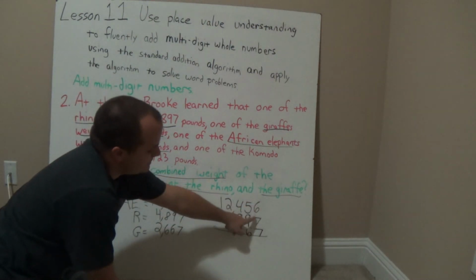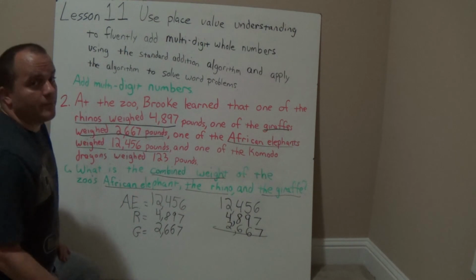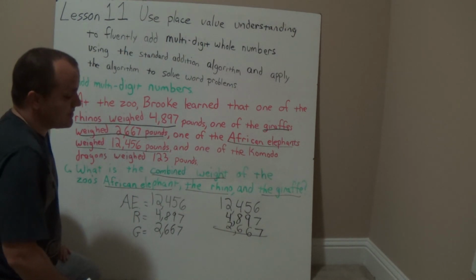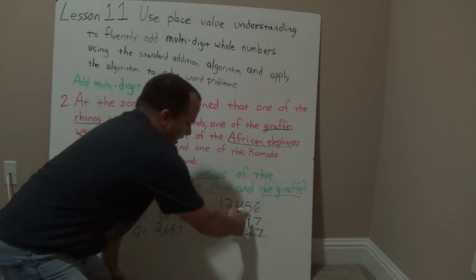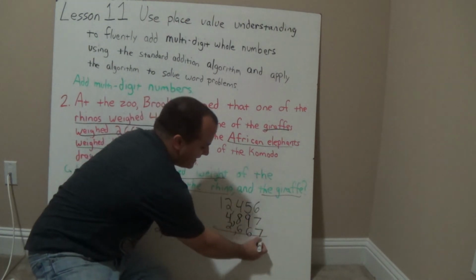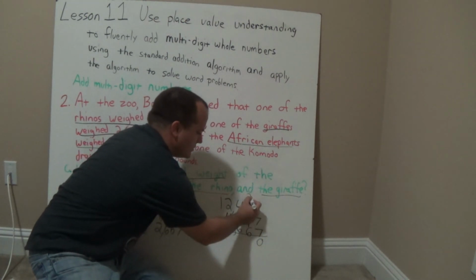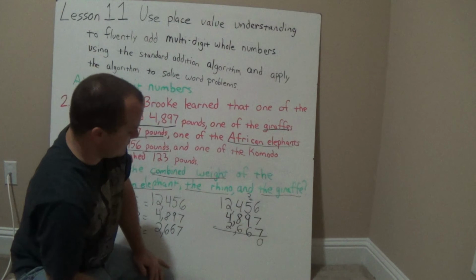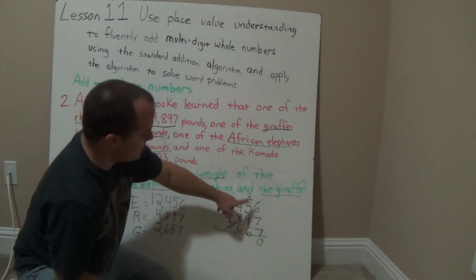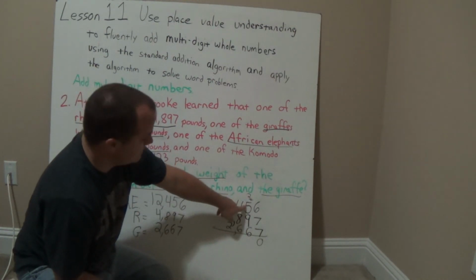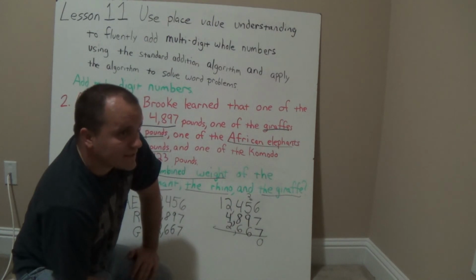My ones place. 6 plus 7. I've already solved this once before. 6 plus 7 is 13. And then 13 plus 7 more equals 20. A 0 down, 2 up top this time because I have 2 tens left over. I put my plus sign. 2 plus 5 is 7. 7 plus 9.